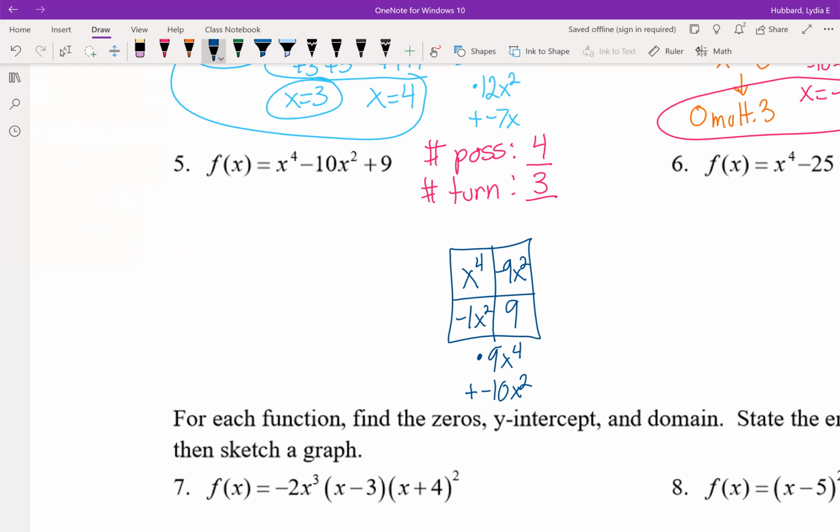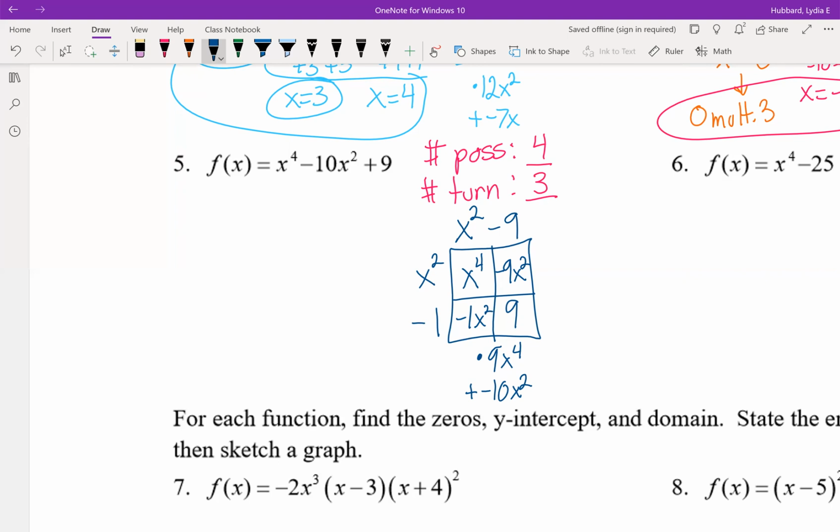Then out of the first column, I can take out an x squared. Out of the second column, I can take out a -9 because the closest box is negative. So we're taking out a negative. Out of the first row, I can take out an x squared. And out of the second row, I can take out a -1 because the closest box is negative.